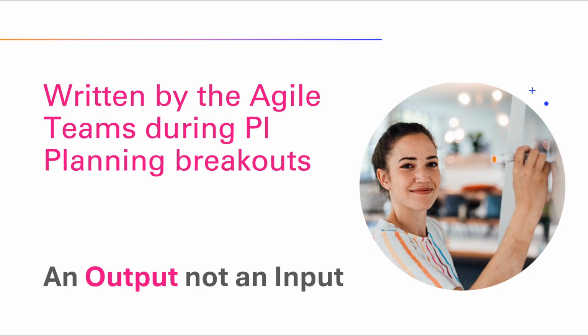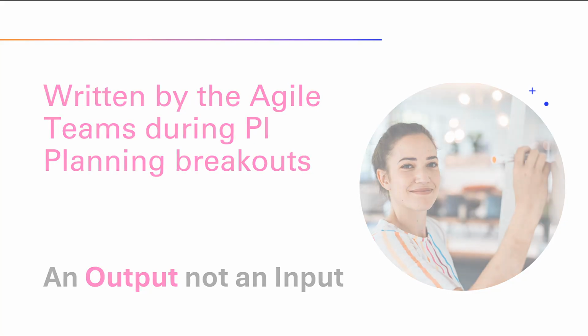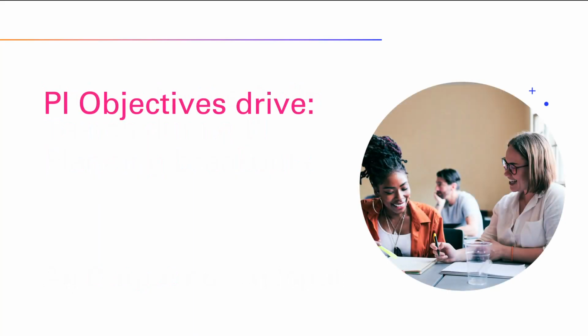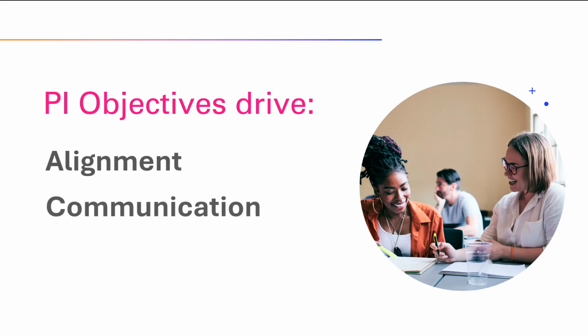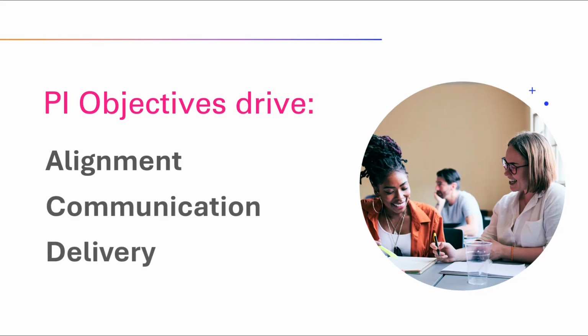When Agile teams come together for PI planning, one of the most important outcomes is a clear set of PI objectives. These aren't just a to-do list, they are a powerful tool for alignment, communication, and delivery. So, what exactly are PI objectives, and how do we write them effectively?